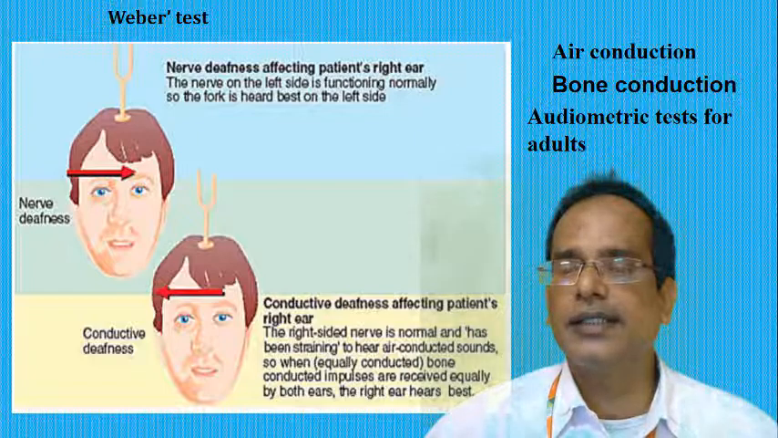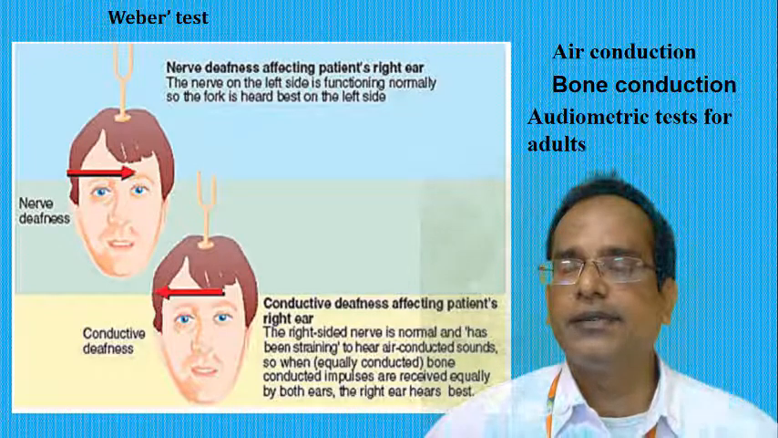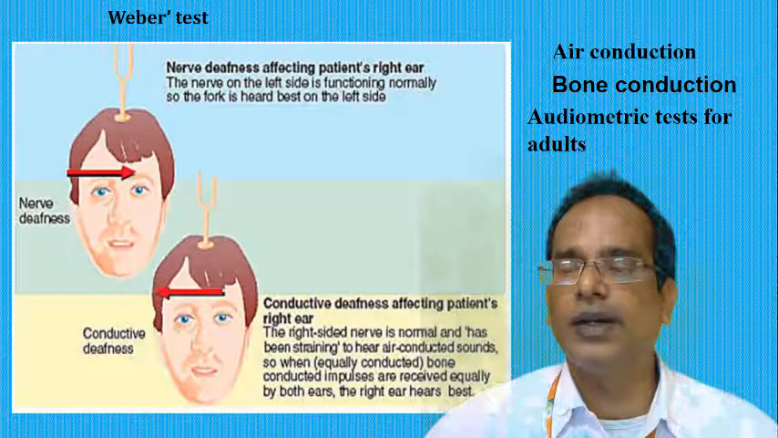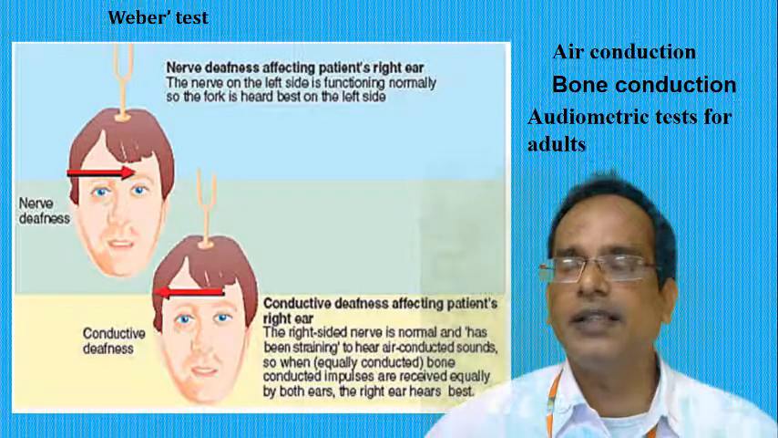Second, strike the 512 Hz tuning fork softly. Third, place the vibrating fork on the middle of the client's head. Fourth, ask the client if the sound is heard better in one ear or the same in both ears.